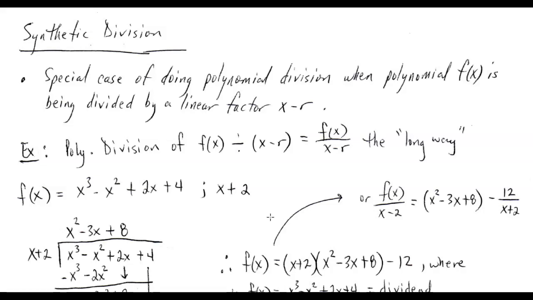And essentially what we're doing is taking a polynomial that we call, in general, f of x, and we're going to divide it by a linear factor, x minus r. So to kind of give you an example of what this would look like, if f of x is going to be this particular polynomial here, then we're essentially going to divide this cubic polynomial by this linear.